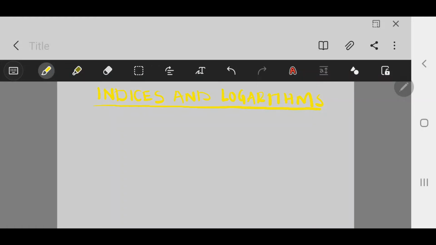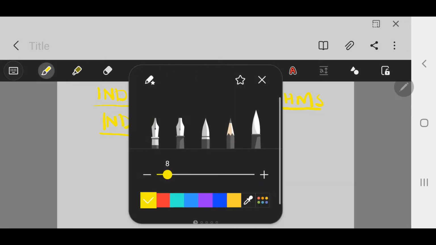Indices and logarithms, a small topic there. We can split this topic into two subtopics, where the first one is indices. You can write here indices. Then we look at logarithms later.